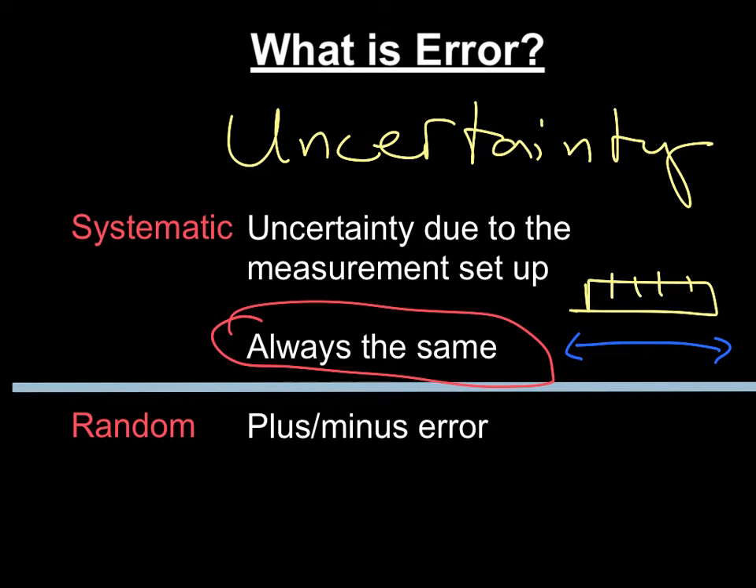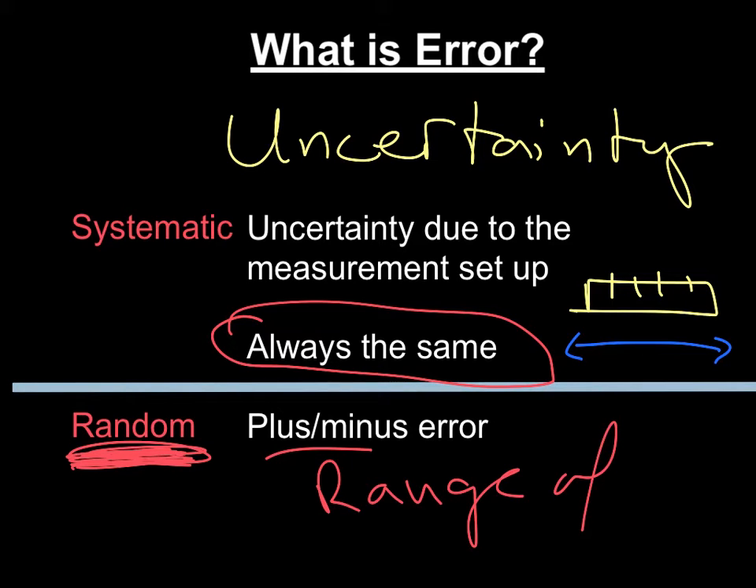The other type, which is the one we're going to account for the most, is called random error, or plus minus, which is a range of values that people will get. If we ask your partner and you to measure the same thing, odds are you're going to get different numbers. So what we need to do is find a way to fix this, or at least to account for it. And the way we're going to account for this is by getting more values.